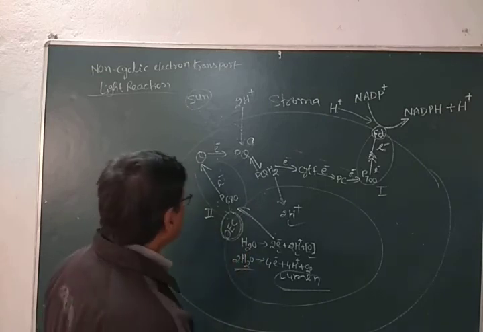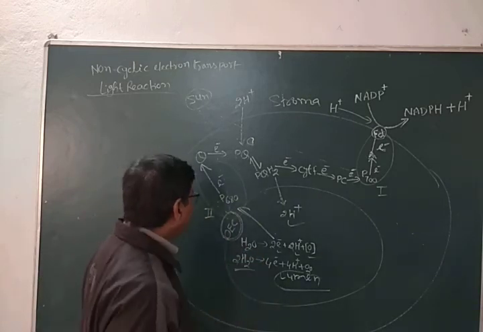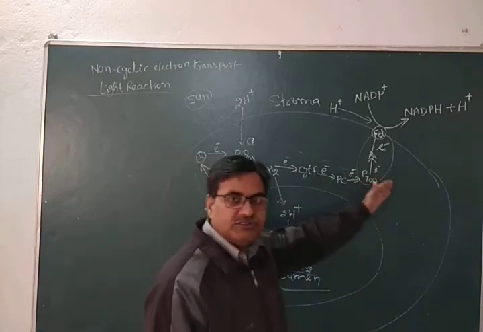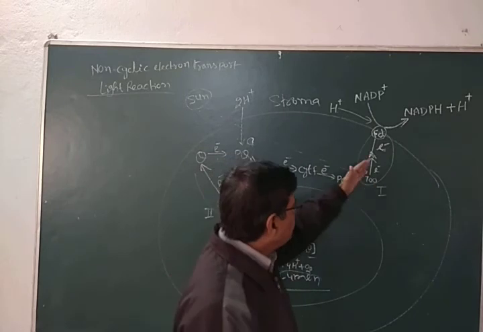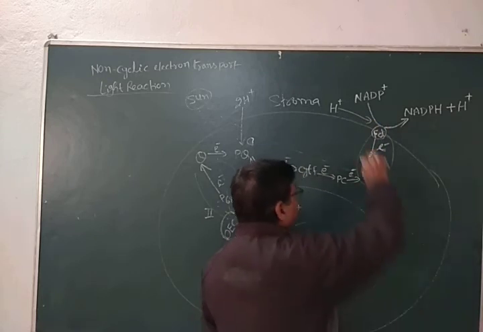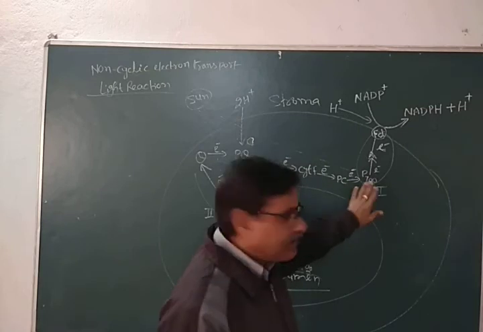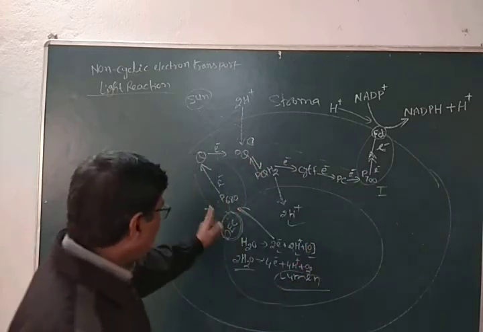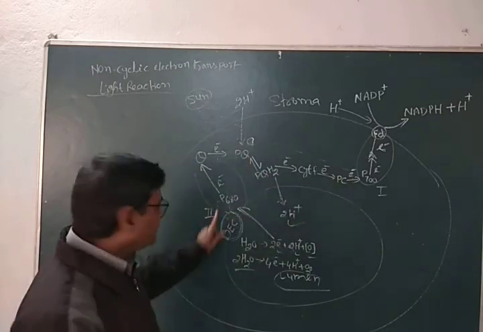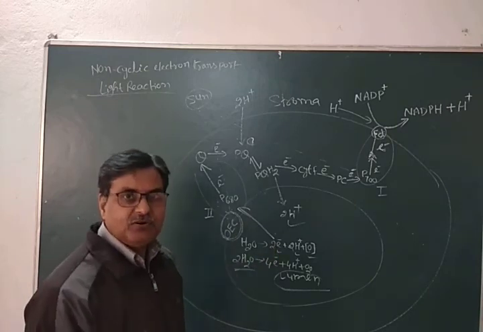For the reduction of photosystem 2, the electron comes from the splitting of water, and then this photosystem 2 provides electron to photosystem 1 for its reduction, and then photosystem 1 provides electron to NADP for its reduction. Or you can say that for the reduction of NADP to NADPH and H plus, the electron comes from photosystem 1, and for the reduction of photosystem 1, the electron comes from photosystem 2 through this electron transport chain, and for the reduction of this photosystem 2, the electron comes from the splitting of water molecules.